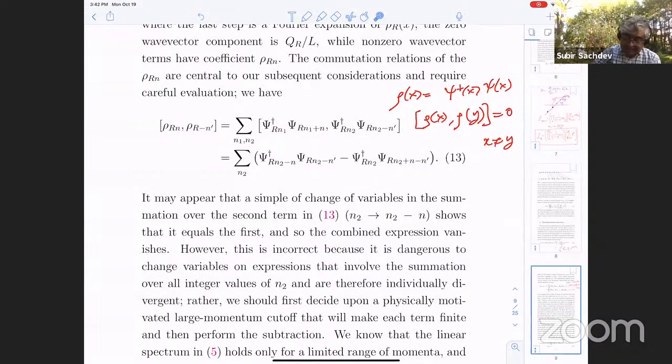But that's too quick, because this is infinity, and this is also infinity. And we have to be very careful when you're subtracting infinities. So what do we have to do? Well, what you have to do is normal order everything. So what I should do is write this as equal to the normal ordered psi dagger psi, I won't write down the indices, plus the expectation value in the ground state of psi dagger psi.